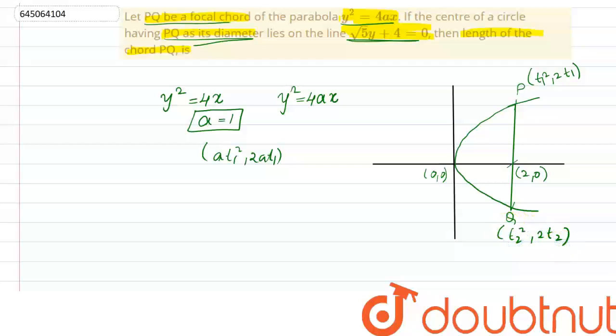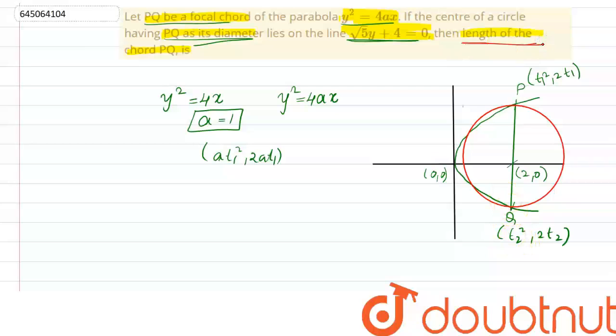Now let us assume a circle here. This is our circle. For that circle, we have the diameter lying on root 5y plus 4. That means the center of that circle lies on that line. Therefore, this is our circle as shown in the figure. Now what are we supposed to find? We have to find the length of the chord PQ. That means we have to find the diameter of this circle. Now let us see how to do this.